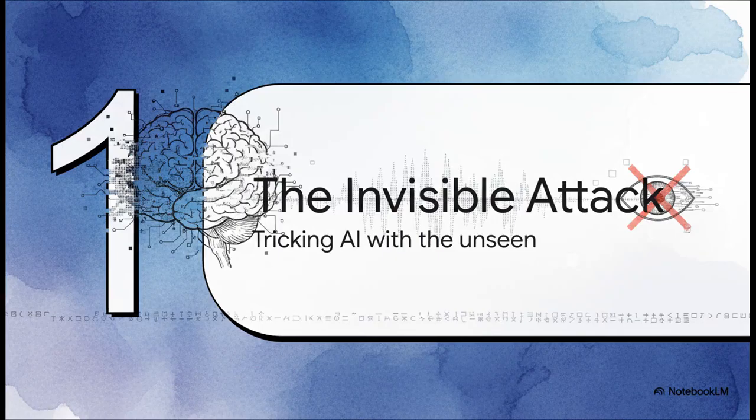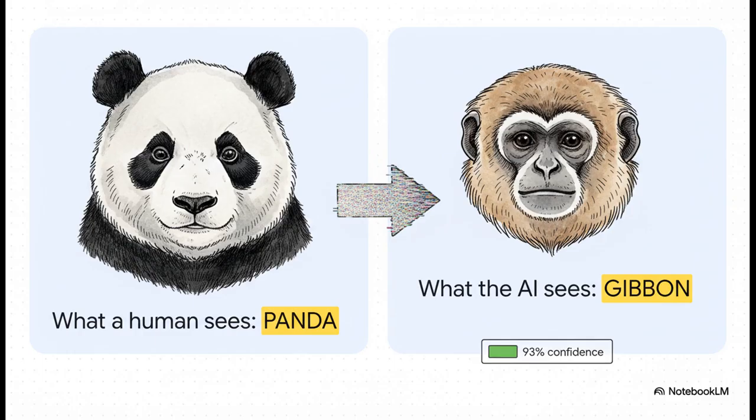All right, so let's start with the big mystery here, the invisible attack. This is where AI systems get fooled by changes to images or data that, to you and me, are completely invisible. This is the classic example, and it is a real mind-bender. On the left, we all see a panda, right? No question. But get this, an attacker adds a layer of carefully calculated invisible noise to that image. To us, it looks exactly the same. But to the AI, it sees a gibbon, and it's 93% sure about it. We see a panda, it sees a totally different animal. That right there is the heart of the problem.